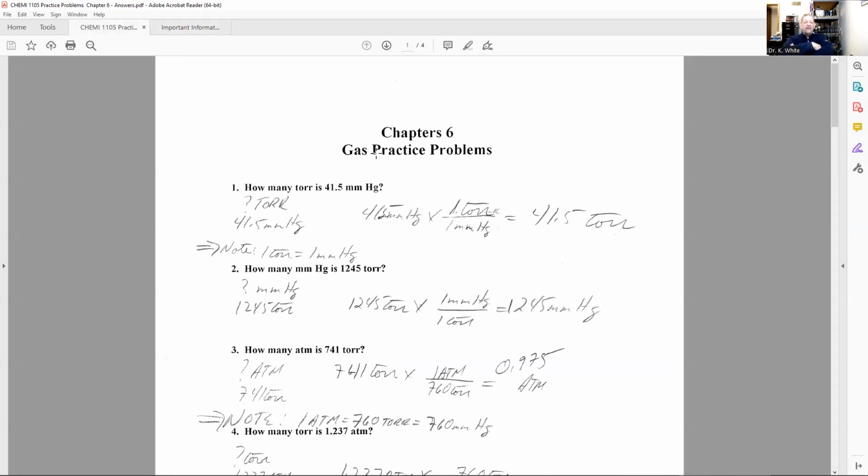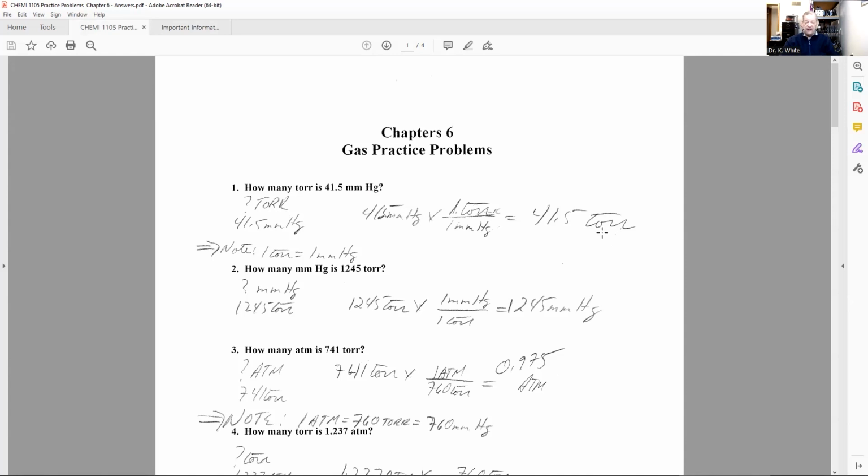How many torr is 41.5 millimeters of mercury? What are we trying to find? Torr. Remember, torr is a unit for pressure measurement of gases. And mmHg, millimeters of mercury, is also a unit of pressure for gases. So we're trying to find how many torr. We start here, millimeters of mercury, and we're trying to get to torr.